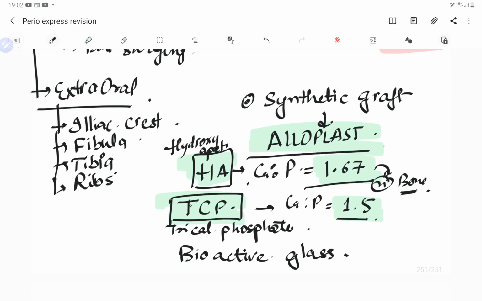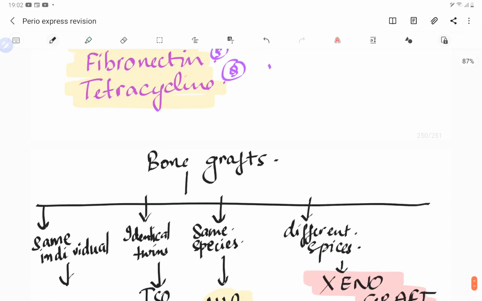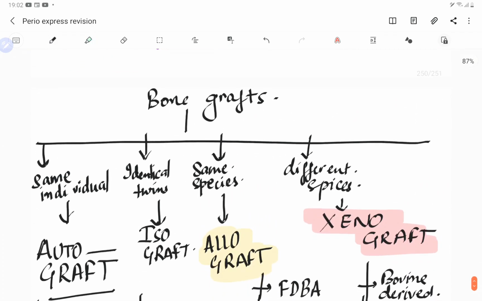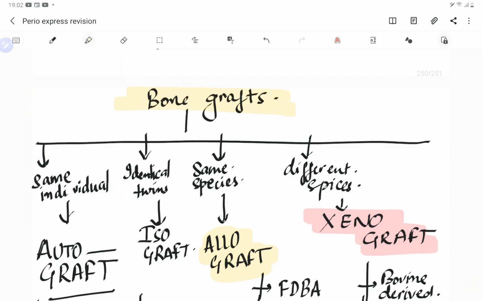So in this video guys, we have covered resective osseous surgery, we have covered regenerative surgery, in that we have covered the GTR, we have covered the agents for biomodification of the root surface: citric acid, fibronectin, tetracycline, most commonly citric acid, which we use at the pH of 1 for 2 to 5 minutes. Then we have covered the bone graft as well. So this is a very important lecture from your exam viewpoint.